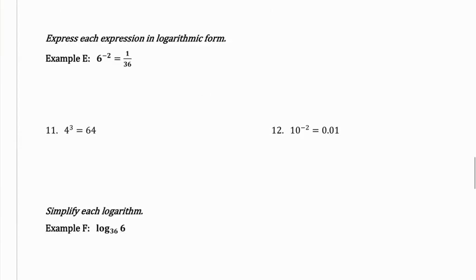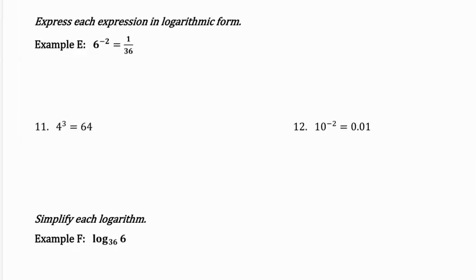Okay, same thing here, but now we're doing it the other way around. We're starting with exponential. We're going to change to logarithmic. And again, same thing. The base becomes the base. My base is 6, so I'm going to do log base 6. And then my other two switch sides. So the log base 6 of 1/36. And remember, the answer to a logarithm is an exponent. So my answer is -2. And again, you don't have to do any math. You're just changing the form.